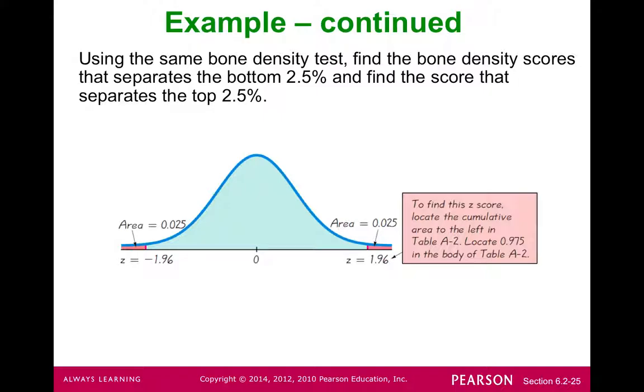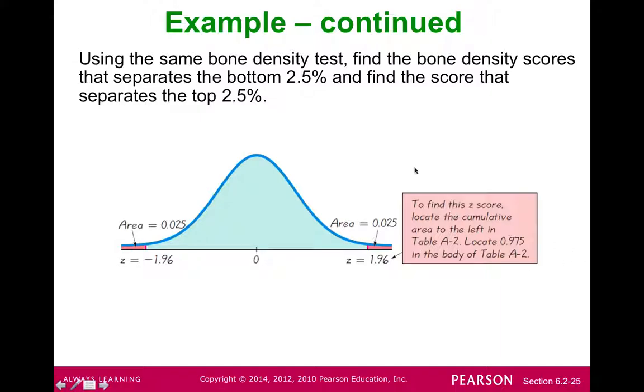Okay, so let's do an example where we're going to use known areas to then solve for z-scores. So using the same bone density test, we want to find the bone density scores that separate the bottom 2.5% and find the score that separates the top 2.5%. Okay, now first things first, don't let the percentages trick you or make you nervous. All those percentages are just probabilities. They're just probabilities, but they've been turned into percentages.